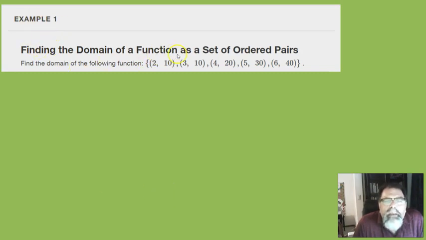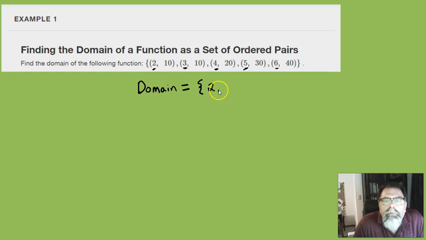Example 1, finding the domain of a function as a set of ordered pairs. Find the domain of the following function. So we've got these 5 ordered pairs: (2, 10), (3, 10), (4, 20), (5, 30), and (6, 40). The domain, if you recall from an earlier section, is the set of all the input values, or the x values if you have ordered pairs. So 2, 3, 4, 5, and 6.